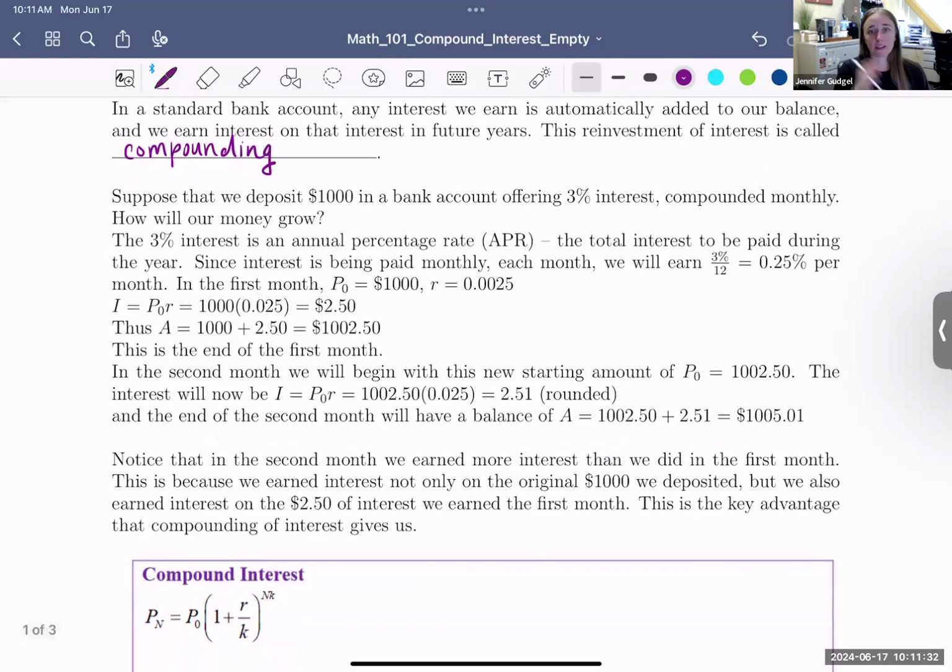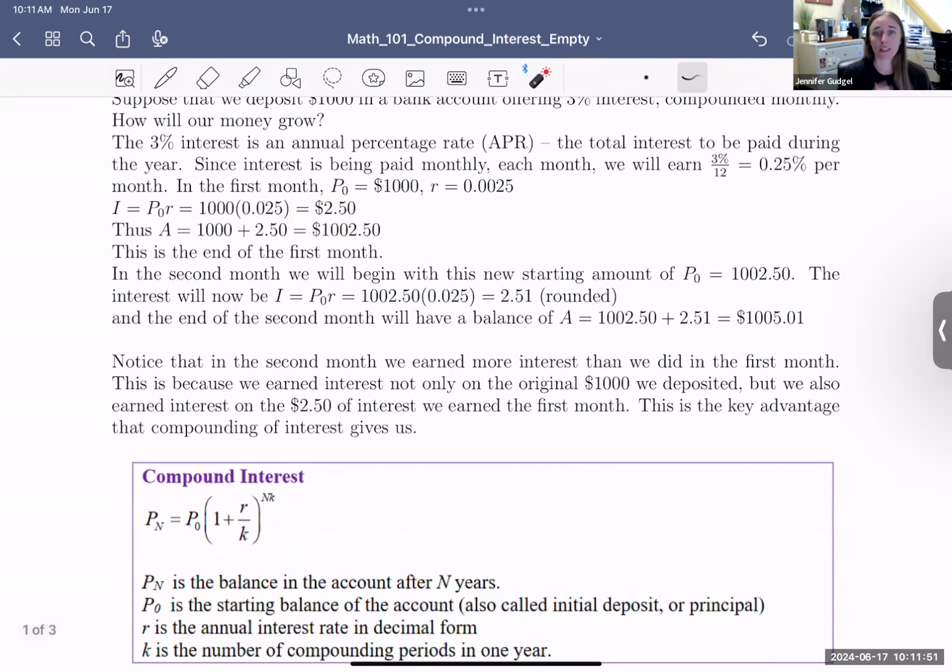So here we see the initial amount, we see our rate, and you can see that interest amount, $2.50. So at the end of that first month, we've gained $2.50 to have $1,002.50. All right, we're right here if you're trying to follow along. So this is the end of the first month.